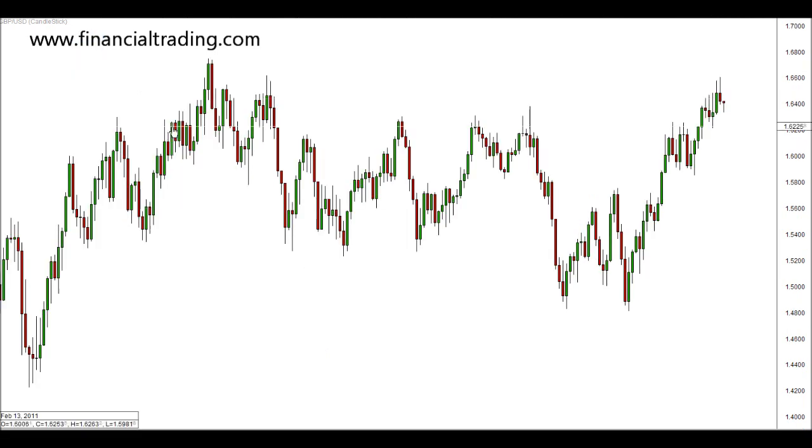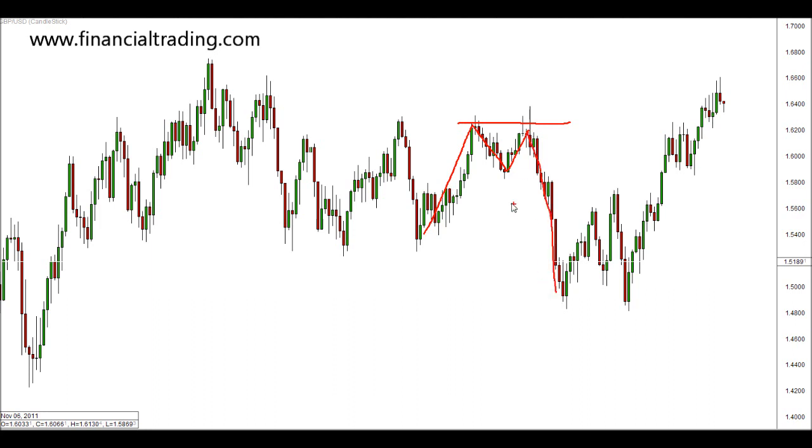If we go to a weekly chart, we have quite a clear double top. Price pushes, pulls back, pushes again, can't create a higher high, and then price pulls back.